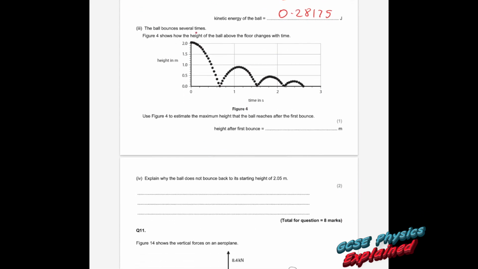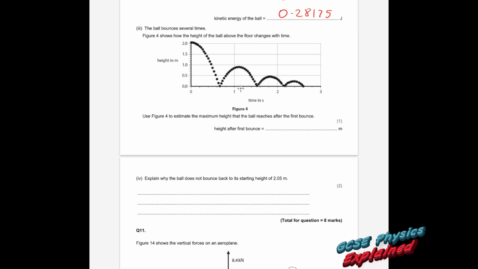The ball bounces several times. Yep, boing, boing, boing, boing. Figure 4 shows how the height of the ball above the floor changes with time. So that's height above the floor as time's changing. Use figure 4 to estimate the maximum height that the ball reaches after the first bounce. Well, that's the first bounce, and that is the maximum height there.